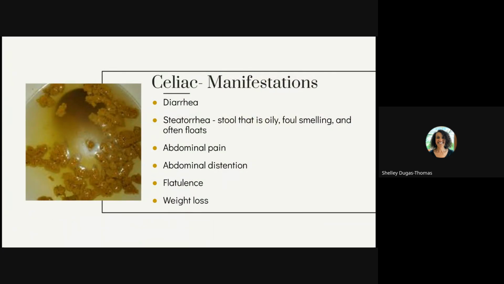So manifestations include gastrointestinal symptoms like diarrhea, steatorrhea, which is the oily, foul-smelling, floating stools, abdominal pain, abdominal distension, and excessive flatulence, which is passing gas a lot. Some systemic symptoms include weight loss due to malabsorption.